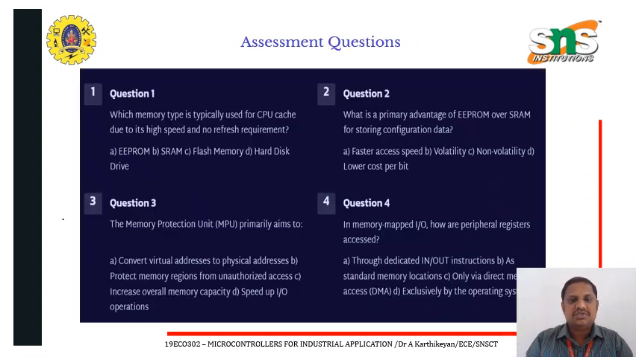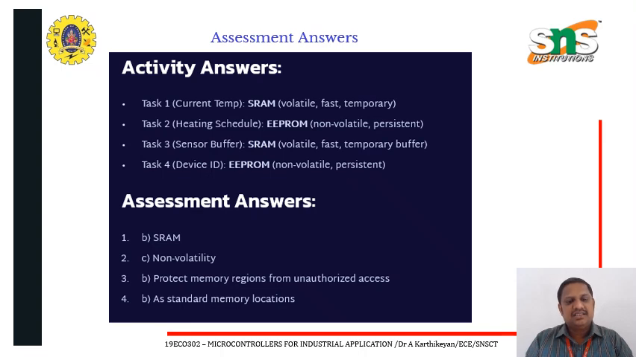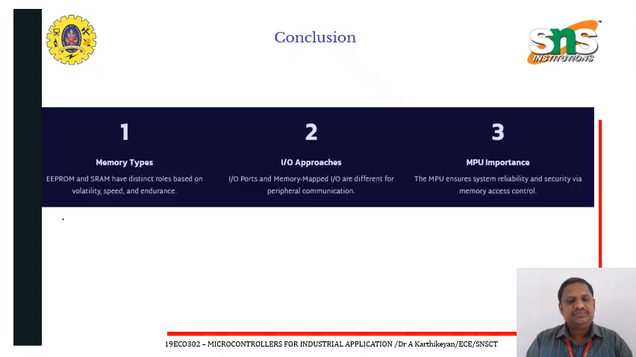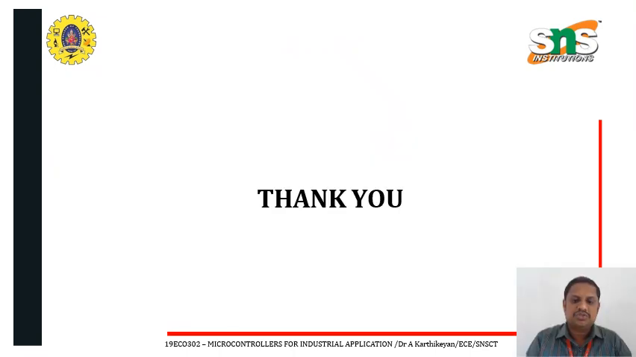This is the assessment question and answer. In conclusion, EEPROM is static and can be used for direct reads, and speed, volatility and availability are the important aspects of memory type. The IO approaches, the IO port and memory, differ for peripheral communication. The MPU is important for system reliability, security and memory access control. This is the main thing about the IO port. Thank you.